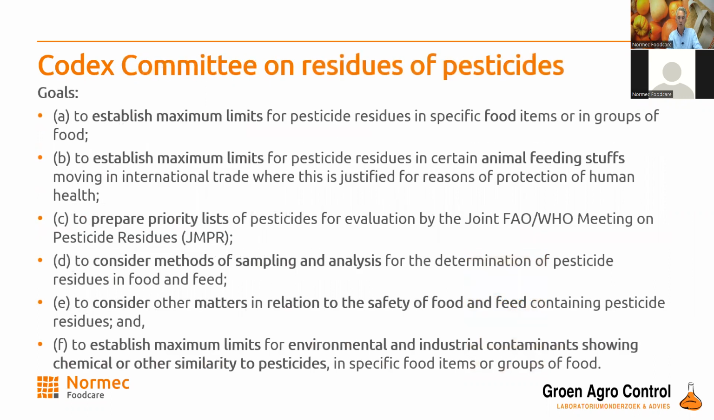The Codex Committee on Pesticide Residues had 6 goals. You can read them here. It's really important to set the maximum limits for pesticide residues in specific food items or groups of food. Maximum limits for pesticide residues in certain animal feeding stuffs, because that's also important, not only for people but also for animals, because that is the first part of the chain. Also to prepare a priority list of pesticides for evaluation by the JMPR, the joint FAO and World Health Organization meeting on pesticide residues. To consider methods of sampling and analysis for the determination of pesticide residues in food and feed, and also other methods in relation to the safety of food and feed containing pesticide residues.